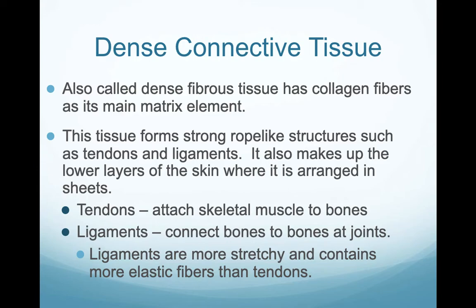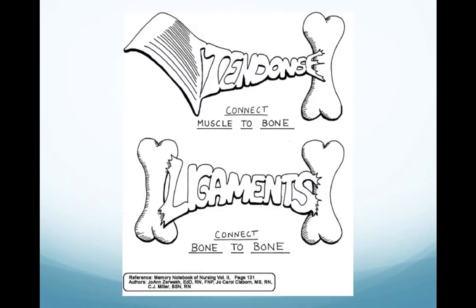You need to know the difference between tendons and ligaments. Tendons connect muscle to bone. Ligaments connect bone to bone. Okay, so that's how I kind of help remember: ligaments are like things, so they connect bone to bone. Tendons are muscle to bone. So make sure you know which one's which.